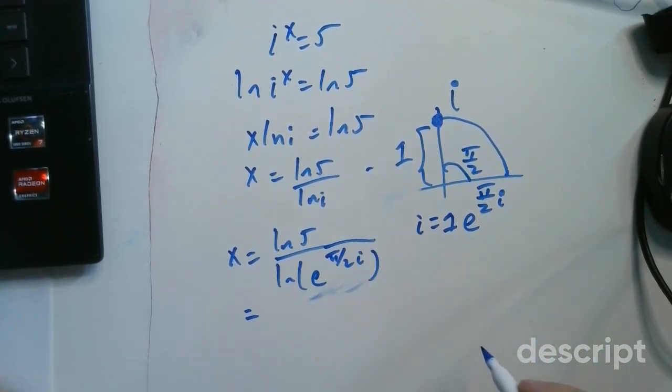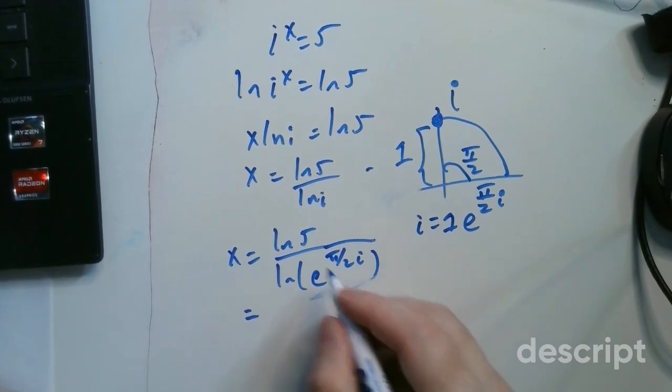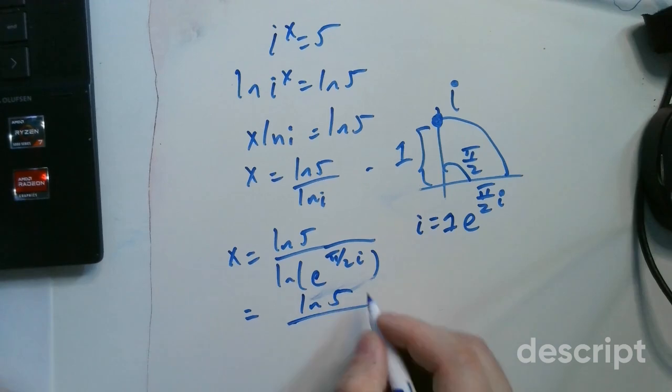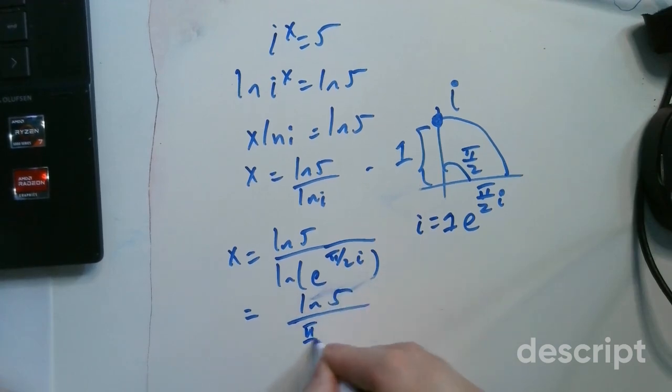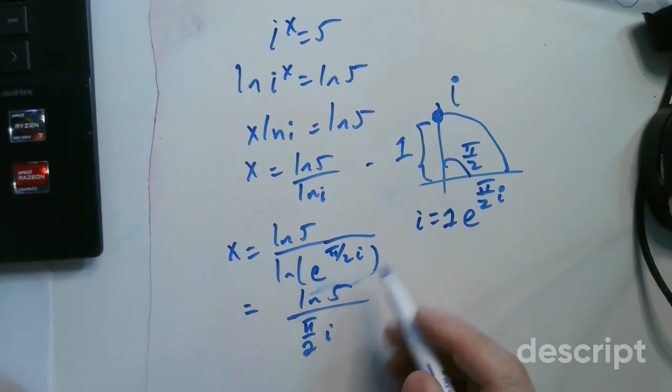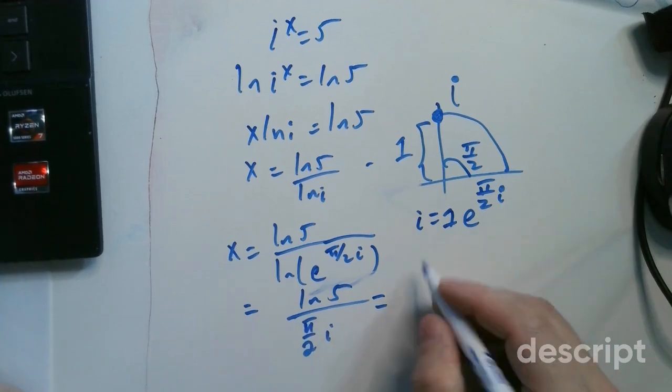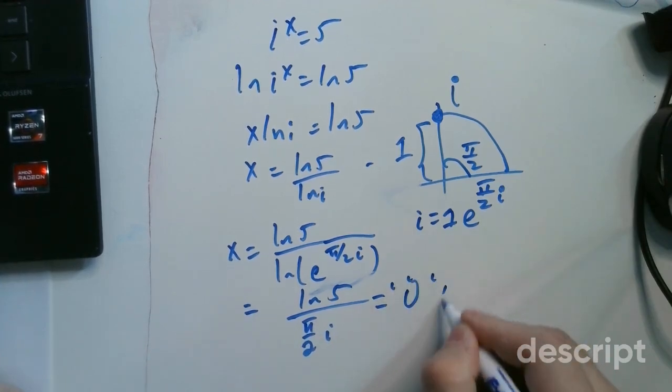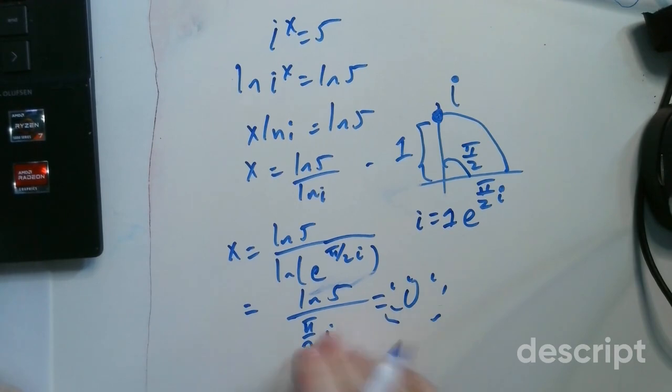Again, by the rules of logarithms, you just bring this down now. So you're going to have ln 5 divided by pi over 2i on the bottom here. You should be able to see that still. And ln of e just goes away. And then from here, you can just do this on your own. So you finish it, okay? That's your job. Maybe divide, whatever.